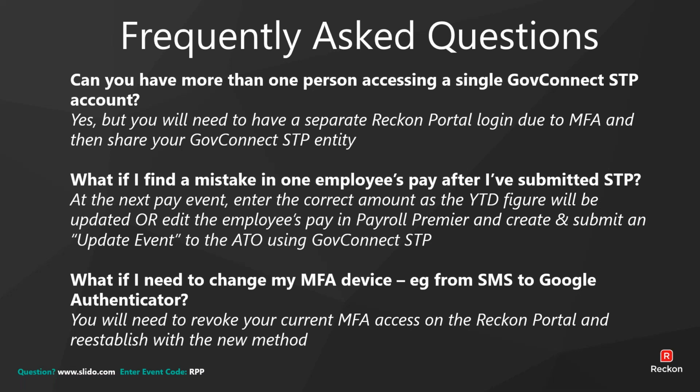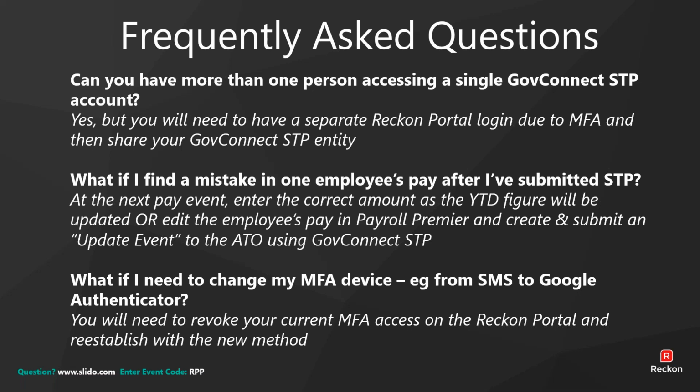So what if I make a mistake in an employee's pay after I've submitted STP? Once it's submitted successfully, you can correct it in the next pay run or do an update event and send that through to the ATO to fix that one up as well. So what if I need to change my multi-factor authentication device? I want to go from SMS to Google Authenticator or vice versa. You'll need to revoke your current MFA access on the Reckon portal and re-establish with the new method.